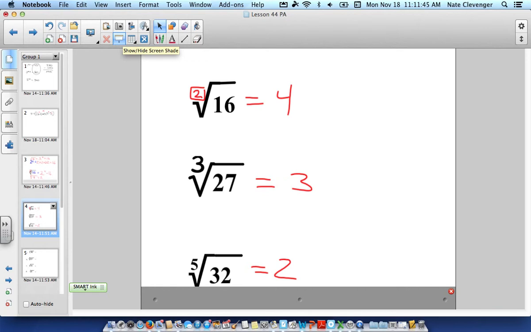I didn't mention it. On this 3, the 3rd root of 27, I call that the cube root of 27. Cube meaning 3. Whenever it's anything past that, I do square root, cube root, and then anything above that is the 4th root, 5th root, 6th root, 7th root, whatever it might be.